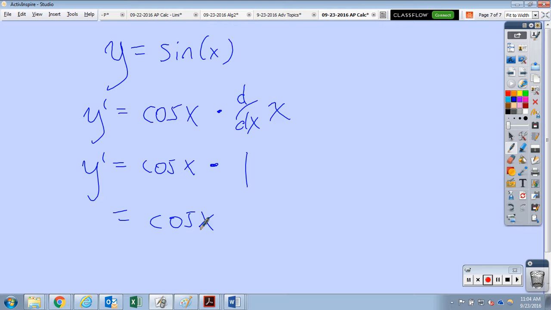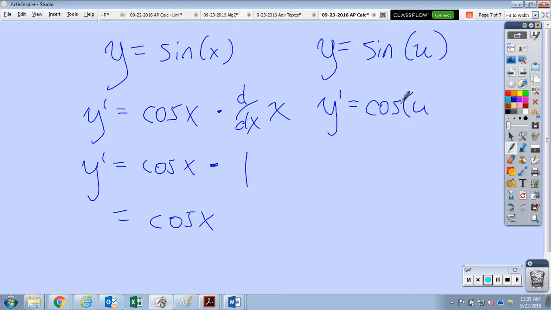But the more general form that I like is like this. If you have something like sine of u, then y prime would be equal to the cosine of u times du dx. So for example, let's say u is x cubed. Y prime would be cosine of x cubed times 3x squared. So u is just some function of x. This is a very general formula.